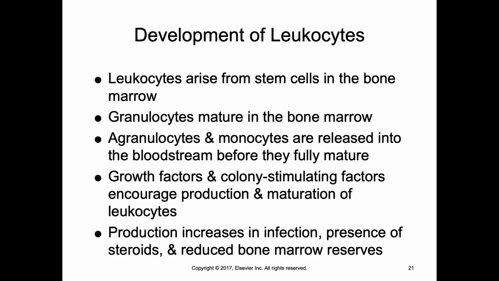Leukocytes, development of leukocytes is called leukopoiesis, right? They come from stem cells in bone marrow. The granulocytes mature in red marrow. The agranulocytes and the monocytes are released in the blood before they're fully mature. Growth factors and CSFs encourage production and maturation of white blood cells. Production increases in infection and in the presence of steroids and reduced bone marrow reserves.